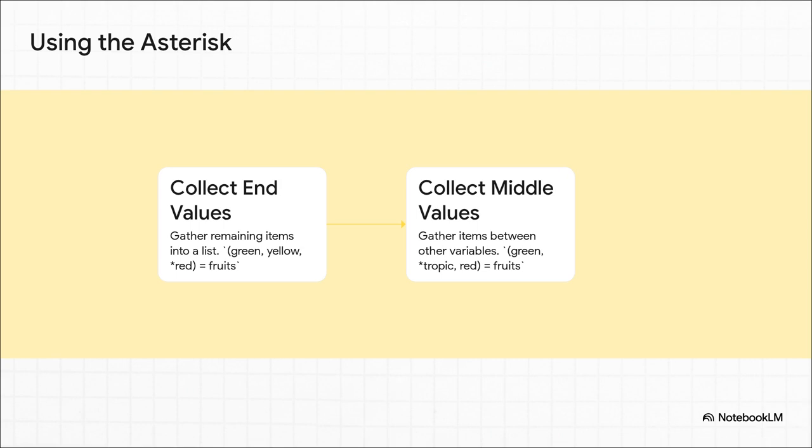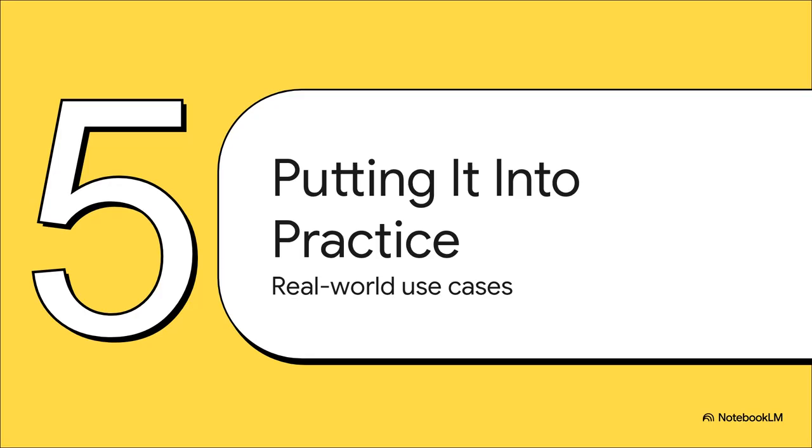In the second example, we can even put it in the middle. Here, green grabs the first item, red grabs the very last item, and *tropic scoops up everything in between. This is so useful for dealing with data that isn't always the same length. Okay, theory is great, but where does the rubber meet the road? Where are you actually going to use this in your day-to-day coding? Let's check out a few really common places where tuple unpacking shines.